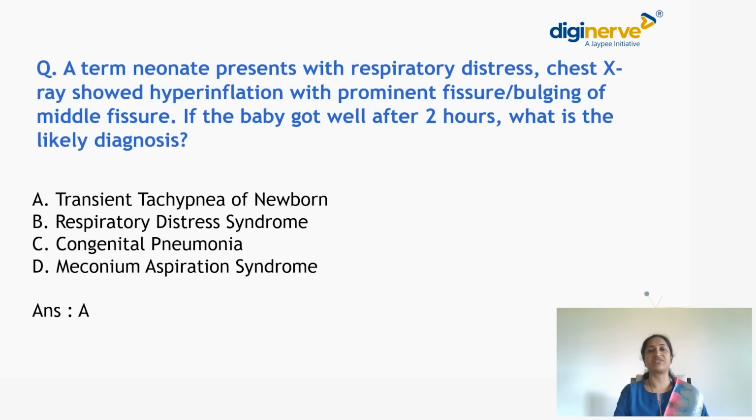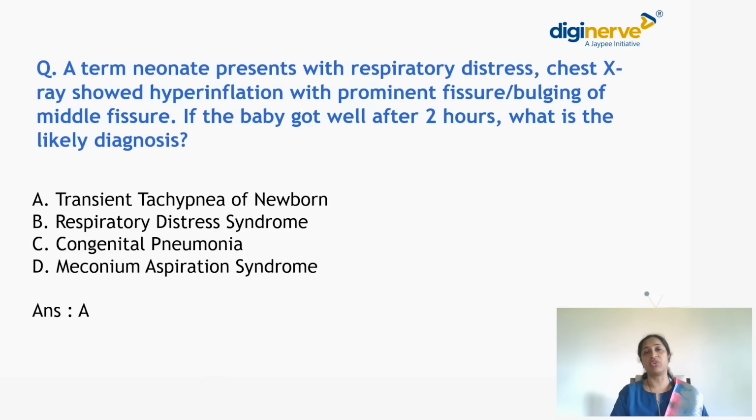You have respiratory distress syndrome. Now this is typically described only in preterms because of hyaline membrane disease. But we do have a component where even a term baby can have respiratory distress syndrome because of multiple causes. They can be congenital causes, congenital surfactant deficiency, so many things can be there. Now none of these causes will be where there is only bulging of the fissure and the baby getting well in 2 hours. So automatically those causes get out.